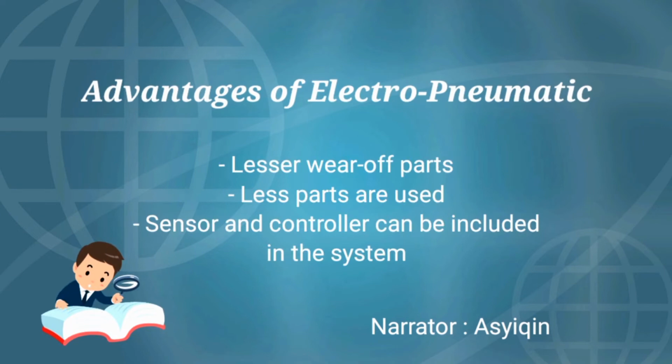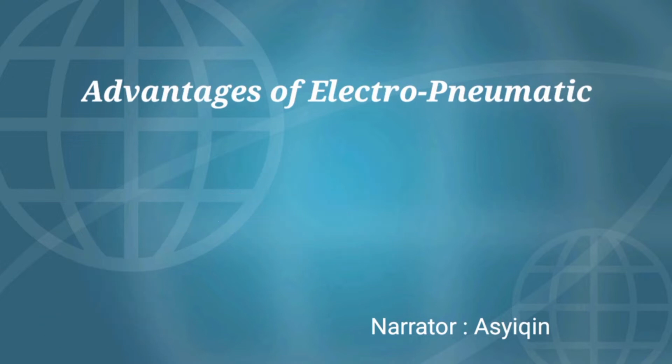There are a few advantages of electro-pneumatic circuit. The first is lesser wear of parts. It means fewer installation jobs. Next, fewer parts are used, so we can reduce the working space. And last, sensors and controllers such as PLC can be included in the system.